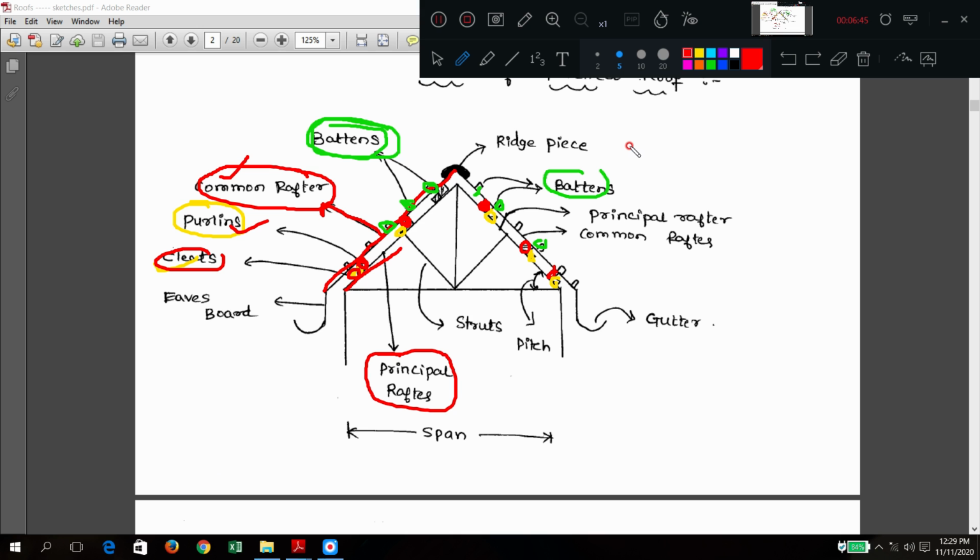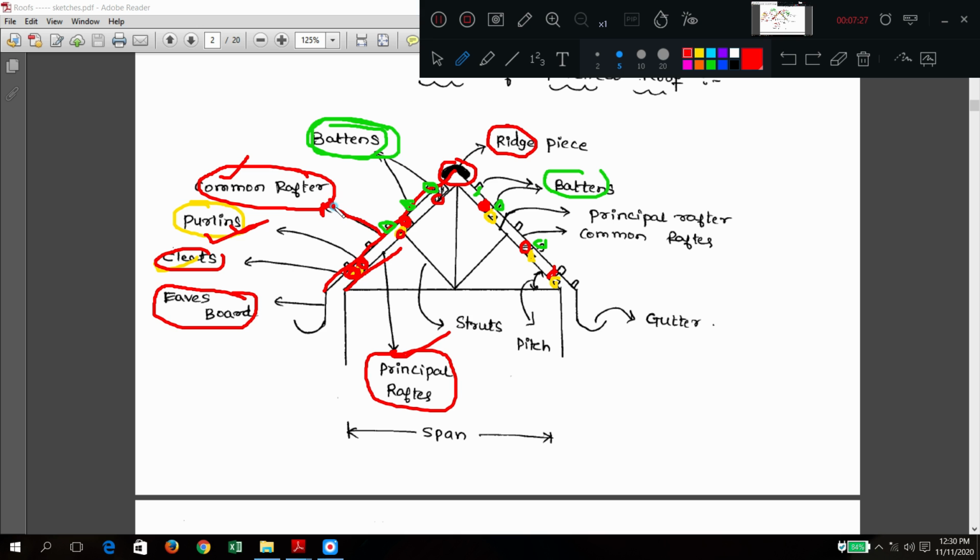Now, one by one, can we go? First, the innermost principal rafter supports purlins, and the purlin is also supported by cleat members. Above the purlins, common rafters run from the topmost position, which we call the ridge, to the eaves. What have we seen, eaves means what? The bottommost portion of the slope, no? Just 5 minutes ago we saw that from ridge to eaves you have the common rafter, or rafter.